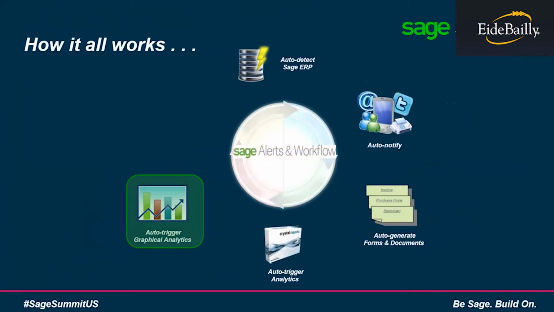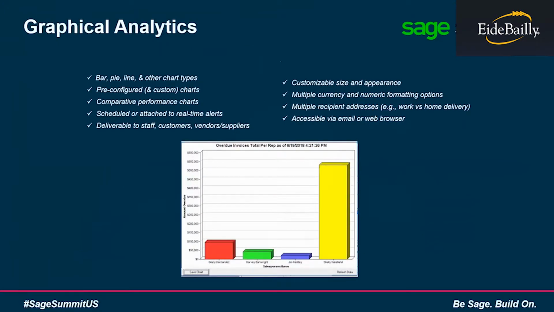And of course, when it comes to reporting and identifying conditions and activities that you and your staff need to respond to, sometimes a picture really is worth 1,000 words. So Alerts and Workflow includes a graphical reporting module. Whether it's bar charts, pie charts, line charts, you'll see a little bit later on, we'll talk about using Alerts and Workflow to identify clients who have changed their buying habits.